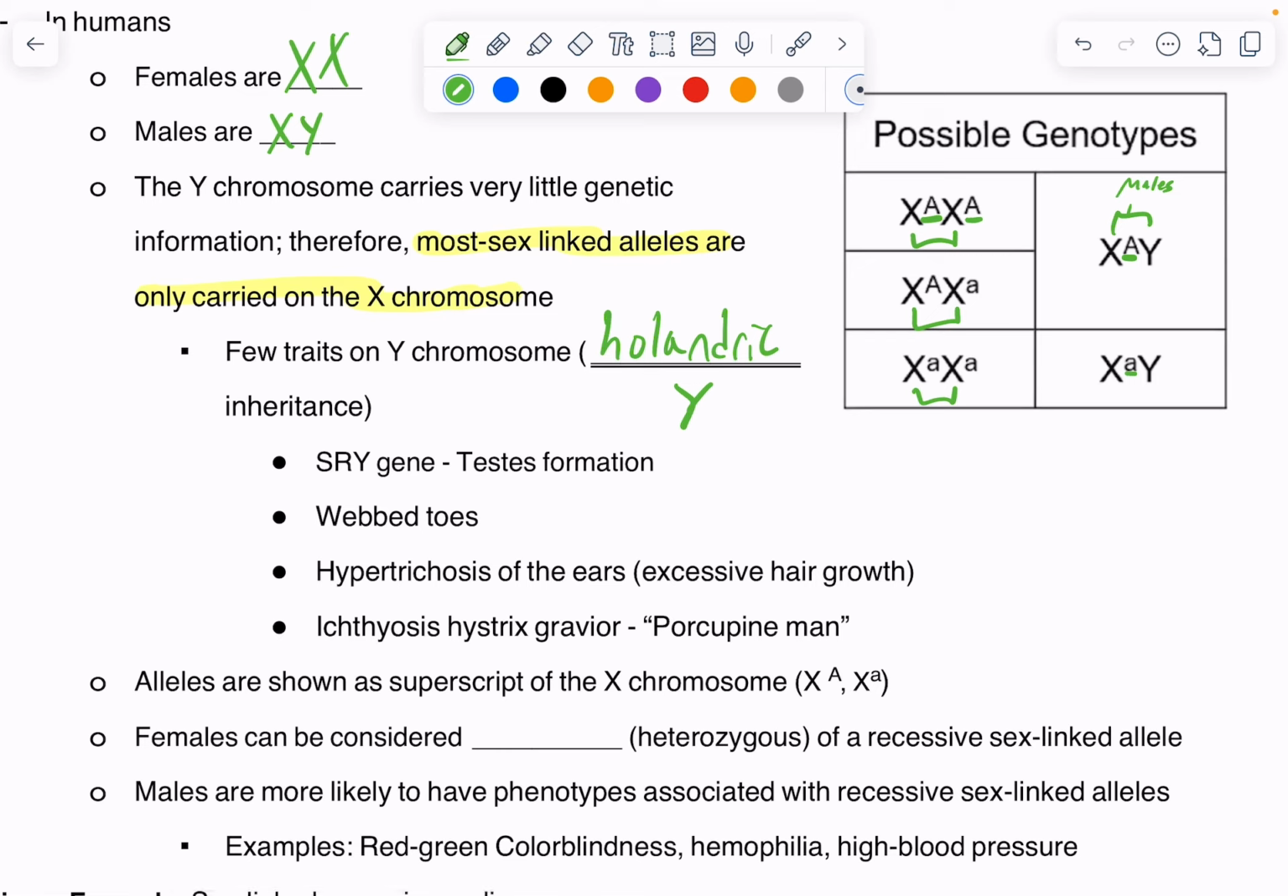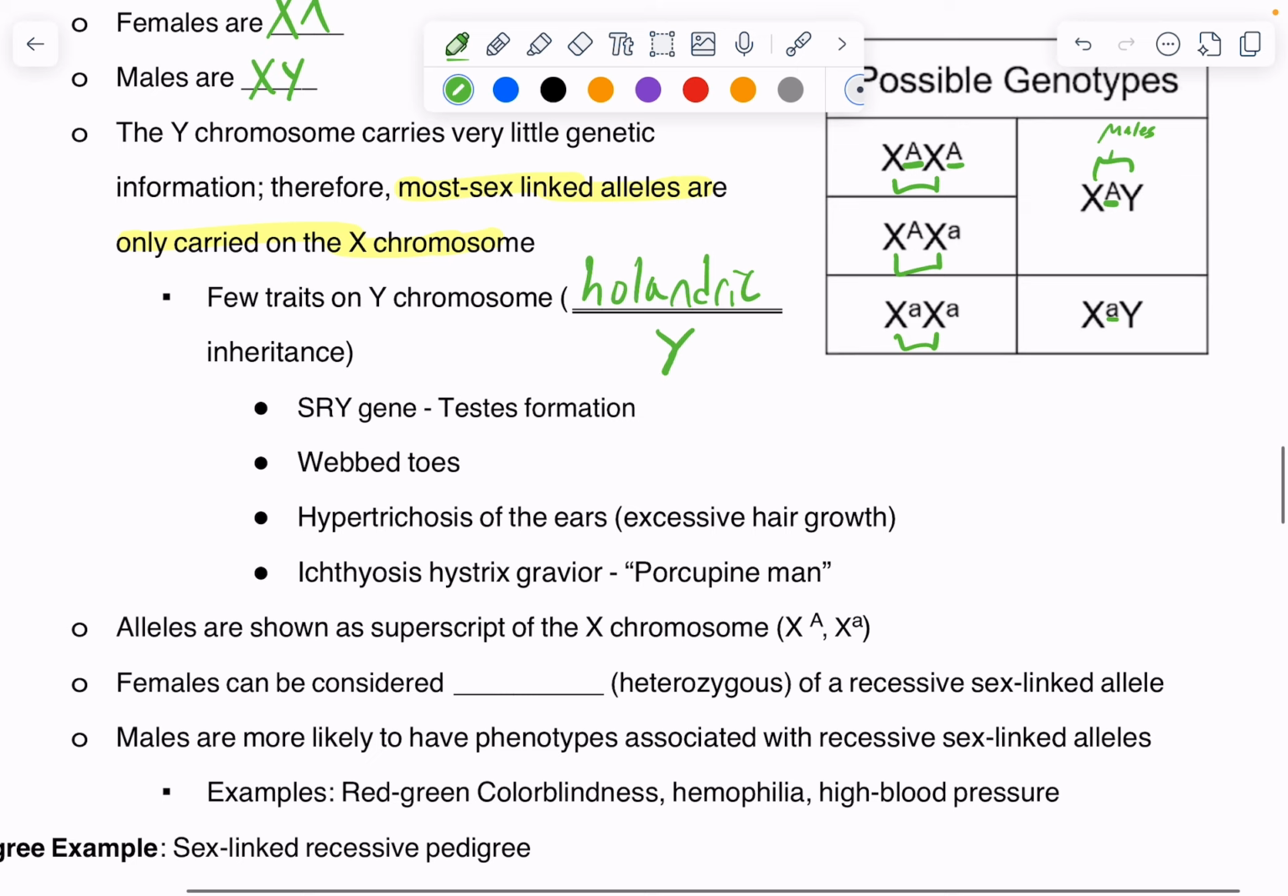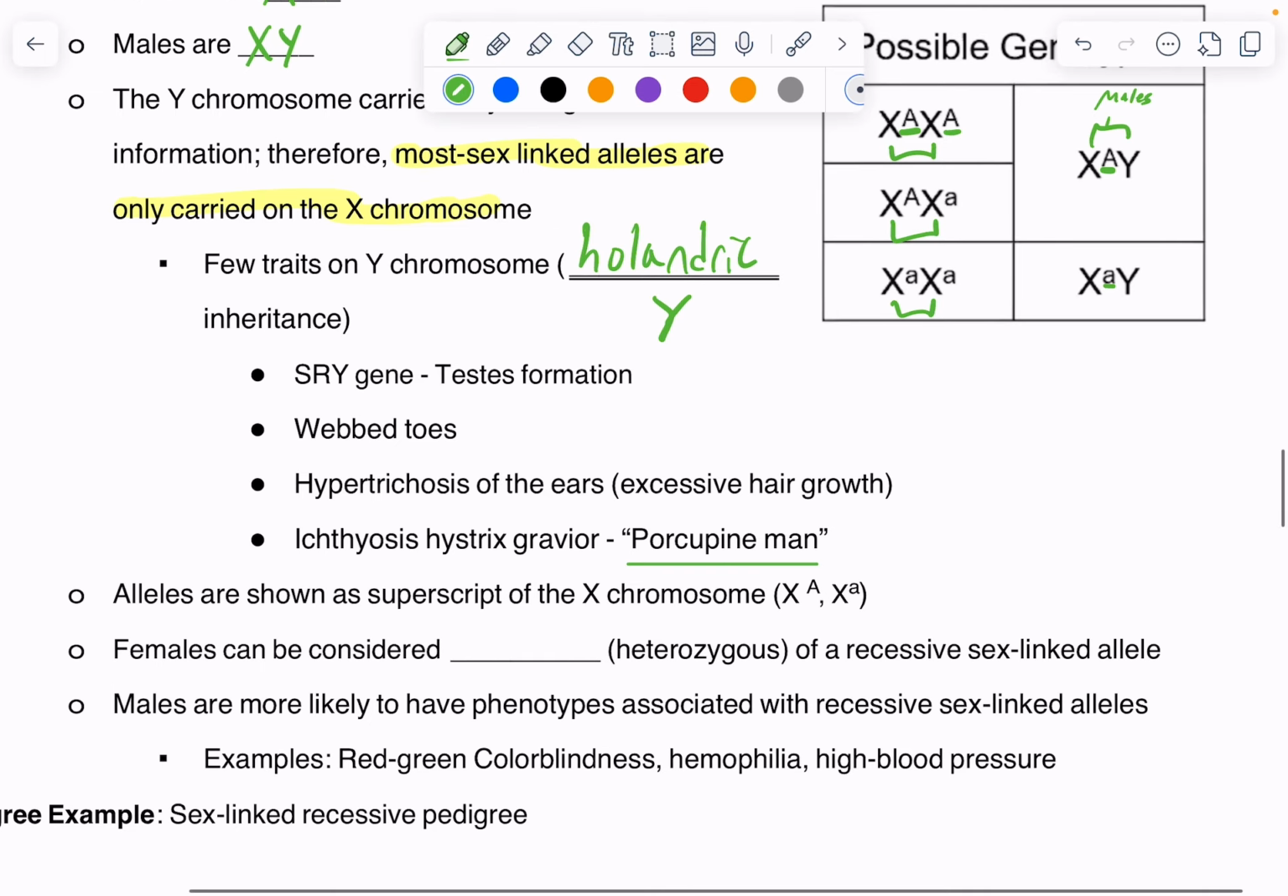And then going back to holandric inheritance, some things that are found on the Y chromosome. This is where biological sex is determined for males, for testes formation. You could also get webbed toes from the Y chromosome. Hypertrichosis of the ears, excessive hair growth, or ichthyosis hystrix gravior, which is a strange thing. I'm not going to Google it or show you, but if you want to look into it, it's called porcupine man. It's a very interesting and rare genetic disorder that you can inherit.